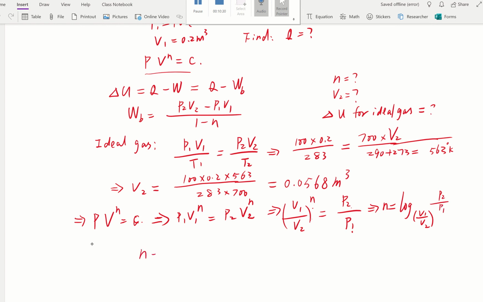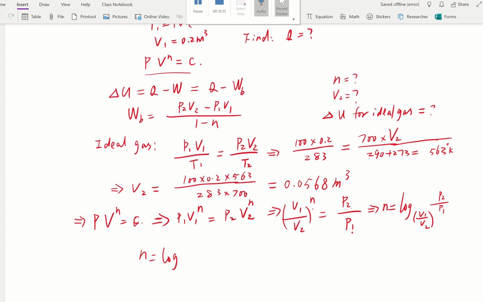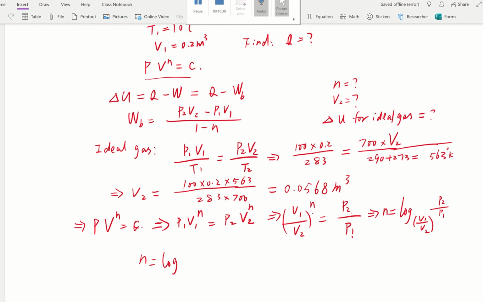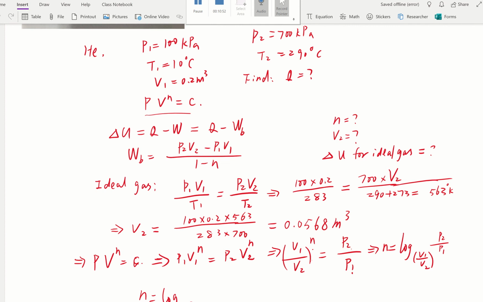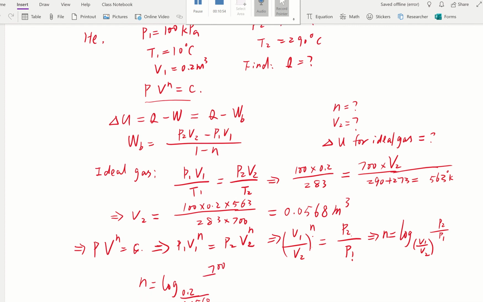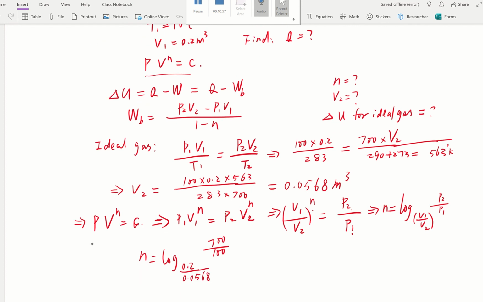Now let's see if we can solve that. V1 over V2: V1 is 0.2, our V2 is 0.0568. Then our P2 over P1: our P2 value is 700 and our P1 is 100. So then we can solve this. From here, I got the answer for n as 1.5467. Okay, that's our n.